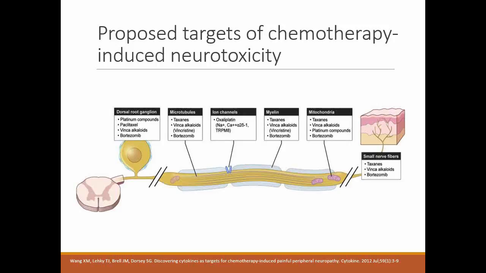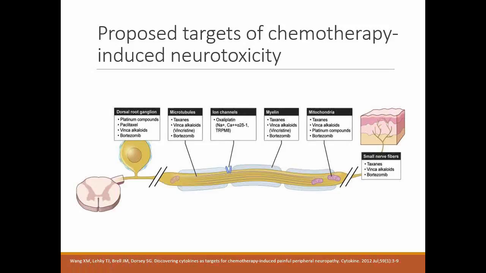Mitochondrial damage as a result of oxidative stress, alterations in axonal transport, which is related to myelin and microtubule degeneration. Neuronal excitability, and this is because of increased expression of ion channels, chiefly that of sodium, calcium, and the TRP channels, which I'm going to talk about more in a moment.